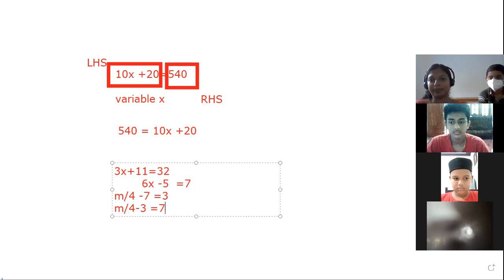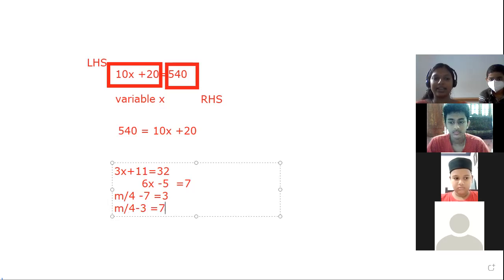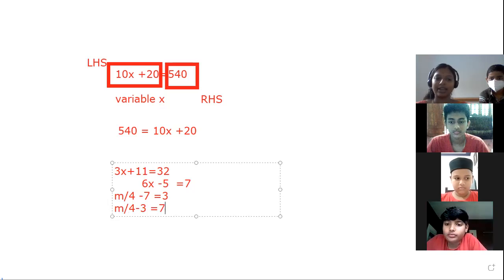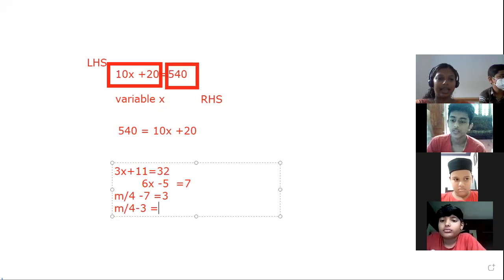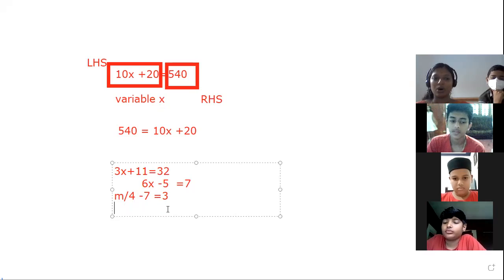Either case is the same: m/4 minus 7 is equal to 3, or m/4 minus 3 is equal to 7. Both these cases are the same. Here we can write simply m/4 minus 7 is equal to 3. That is, our statement was 1/4 of m is 3 more than 7.